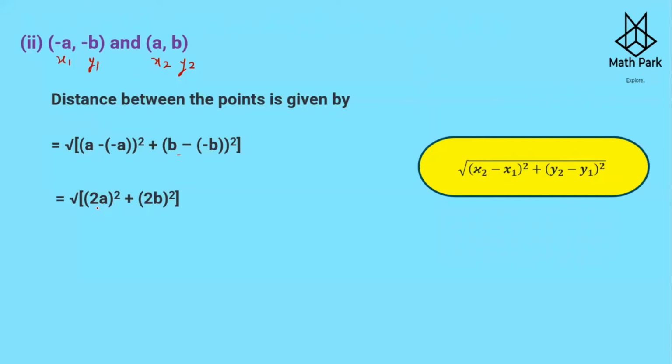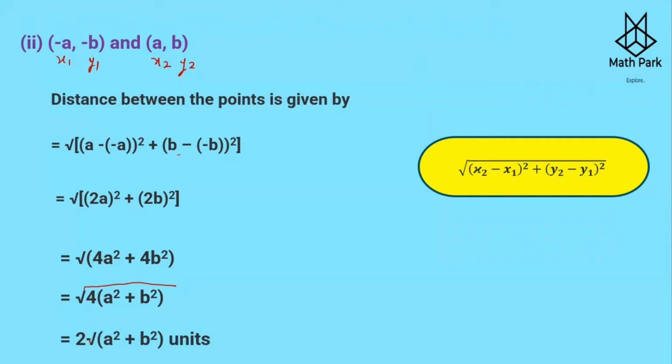Square of 2 is 4. So this becomes 4A square. Square of 2 is 4. So this the whole square becomes 4B square. Take 4 common. When we take 4 common, we know that square root of 4 is 2. So the answer is 2 root A square plus B square units.